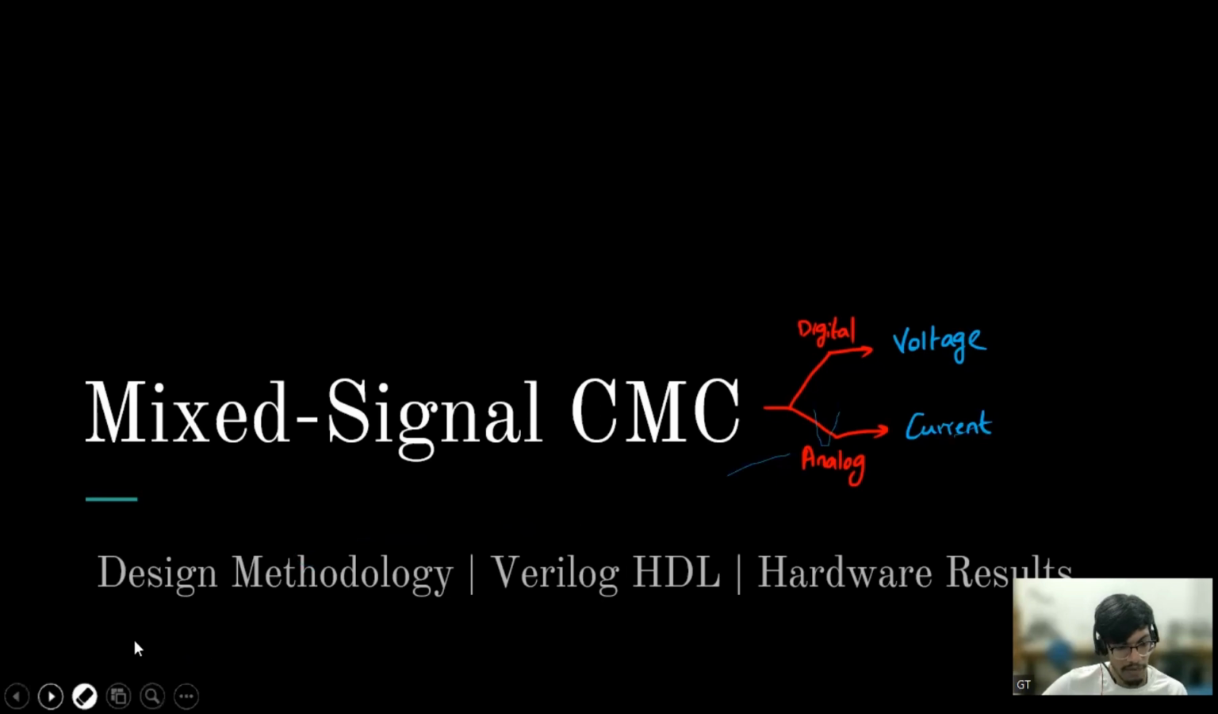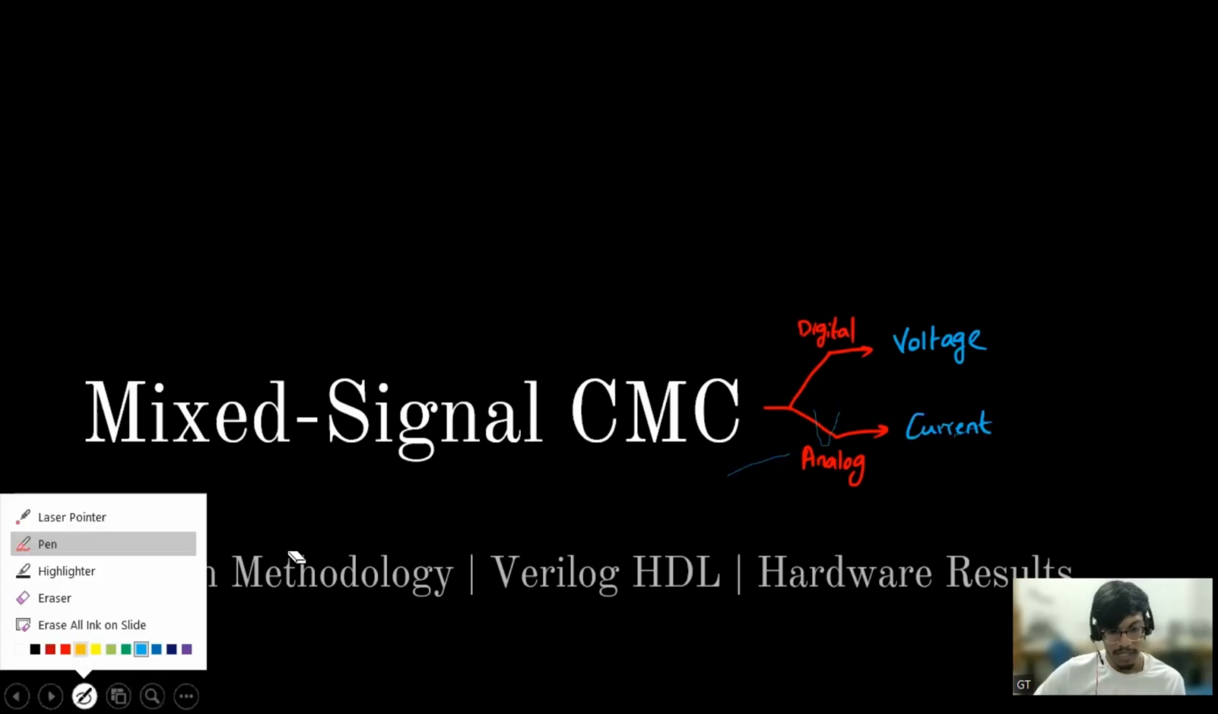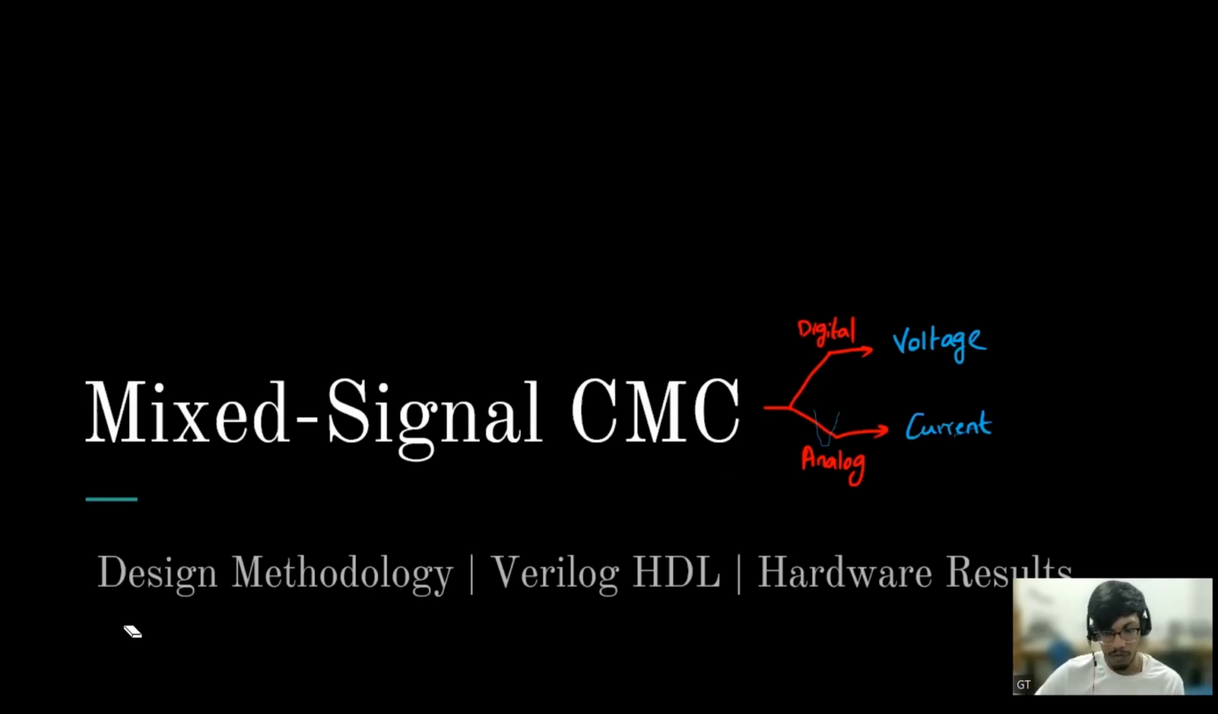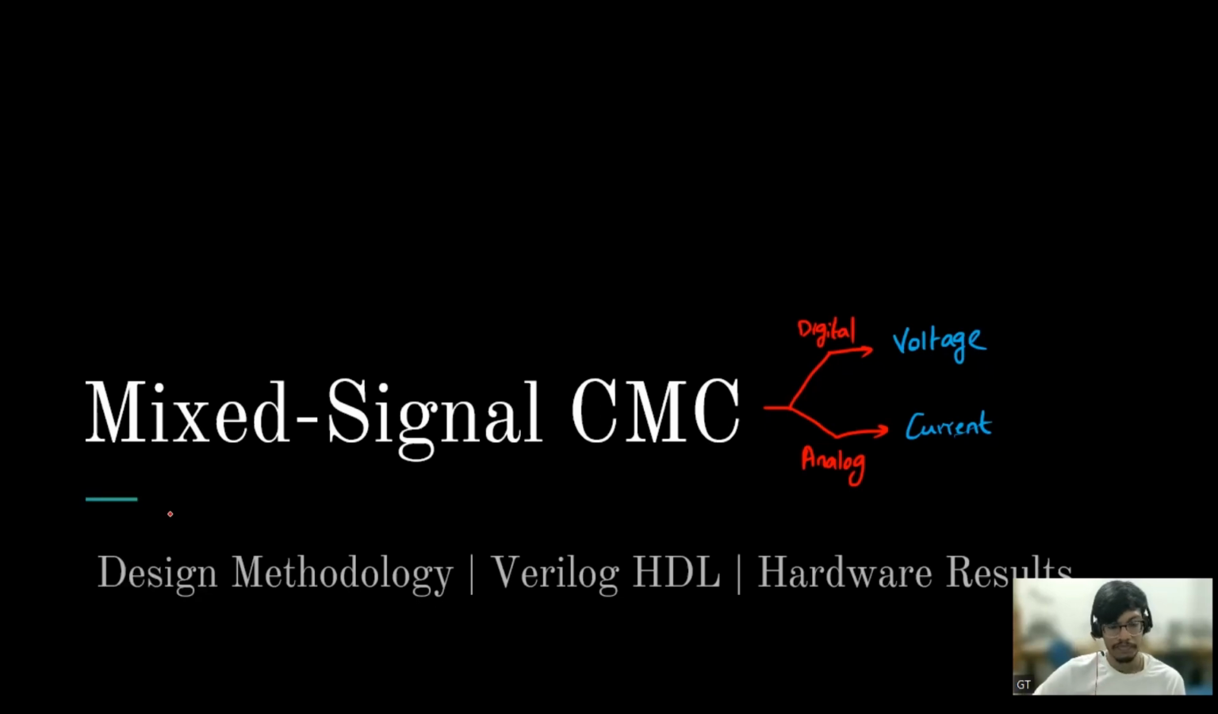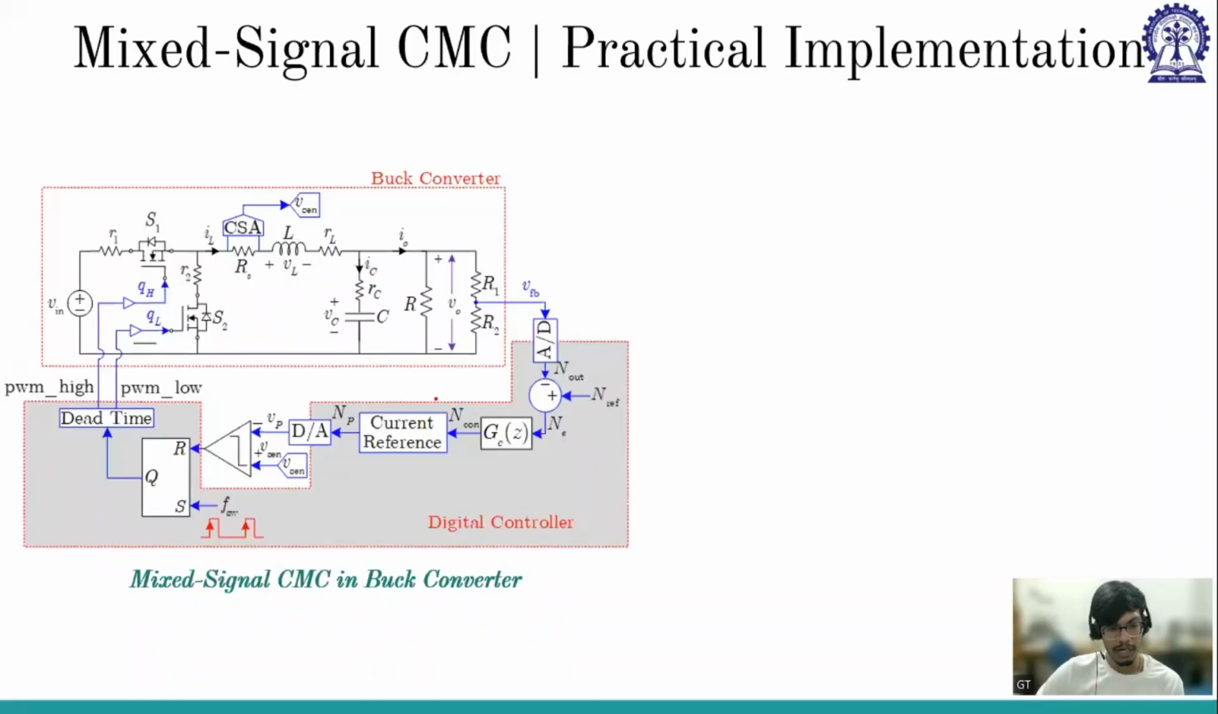So first, again, we'll discuss the design methodology, the top-down design, and then we'll go into the Verilog HDL implementation, and then we'll see some hardware results. So everything is the same, except there are a few additional blocks because there are two loops. So this is the basic mixed signal current mode control architecture in buck converter.